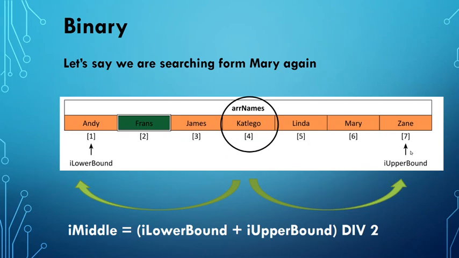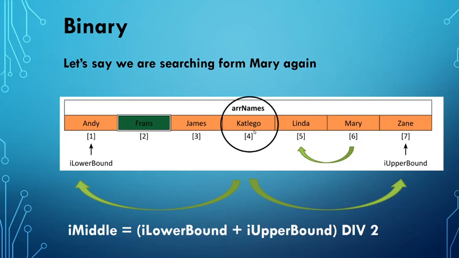5 plus 7 equals 12. Div 2 becomes 6. So our middle becomes Mary. And we ask ourselves the question. So in our case, yes, we have found Mary. So where the linear search took 6 questions, now it was only twice.